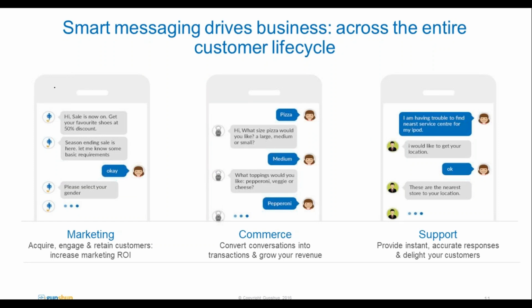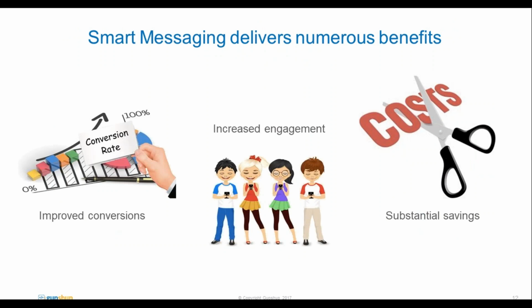Smart messaging, in terms of why it makes so much sense for businesses, is because it drives business literally across the whole customer life cycle, across different functions in a business. So right from marketing, where you're acquiring a customer, right to commerce, where they're purchasing from you, right to support, where you're actually serving the customer and answering questions or queries or solving problems. Smart messaging can impact each and every single aspect of the business. These are the different kinds of benefits that smart messaging can deliver, and they are tremendous.